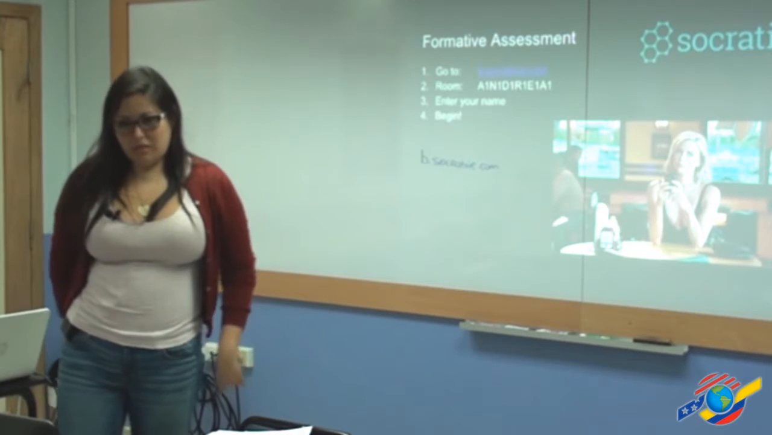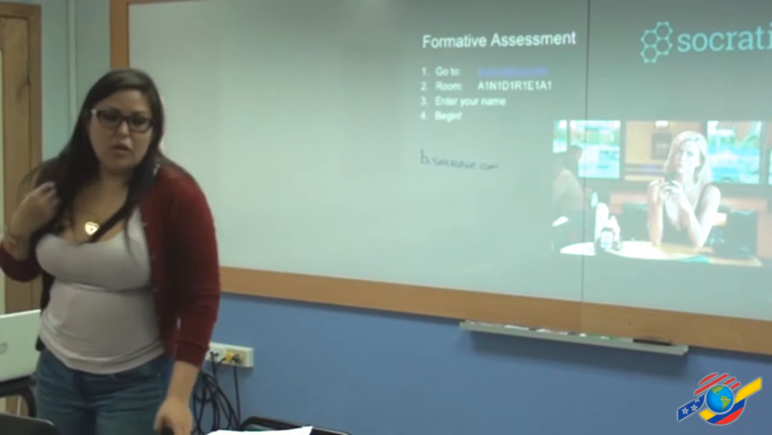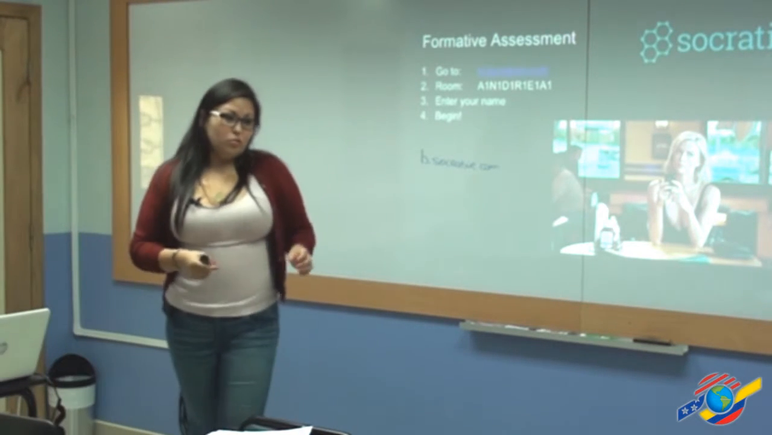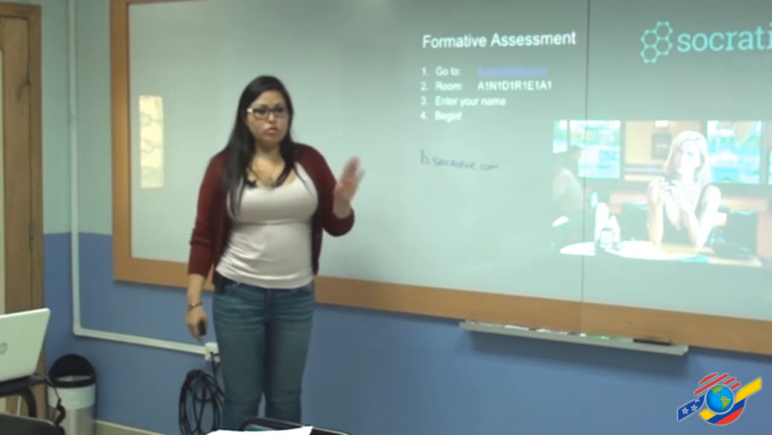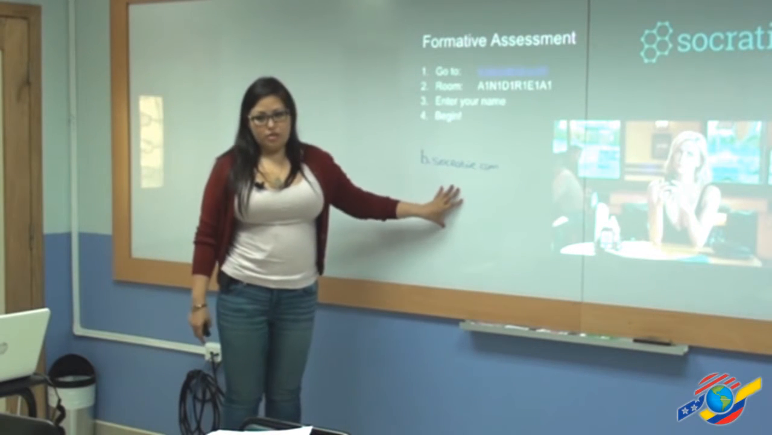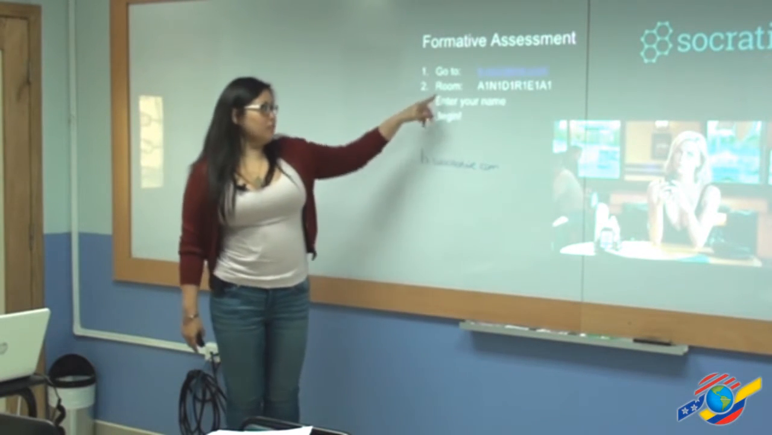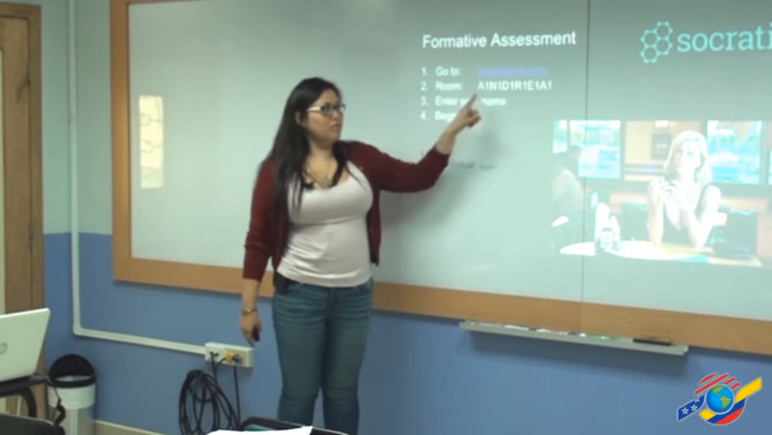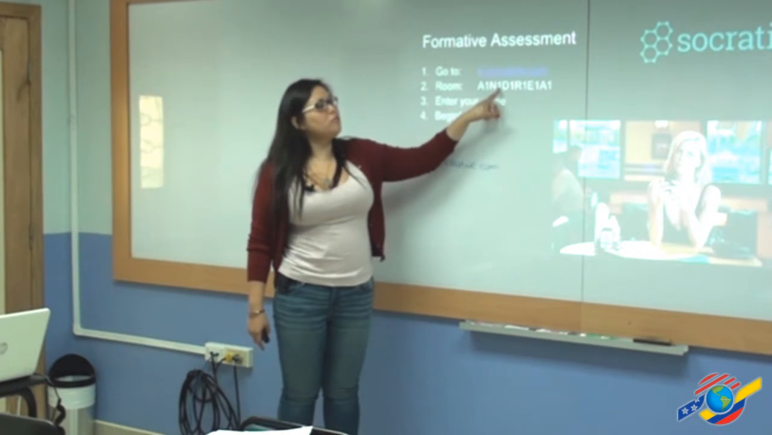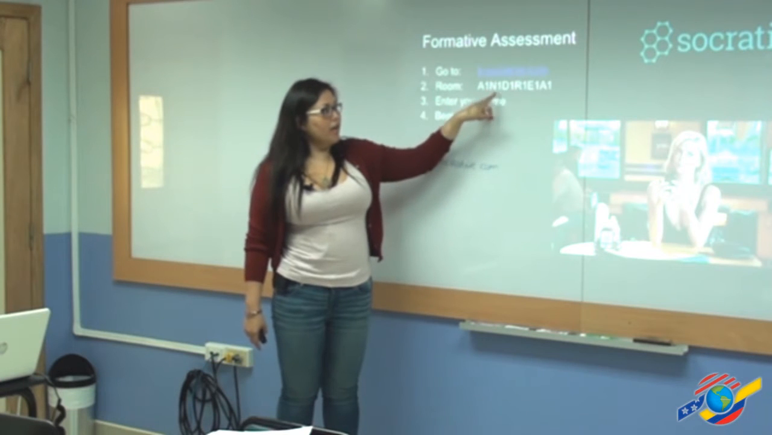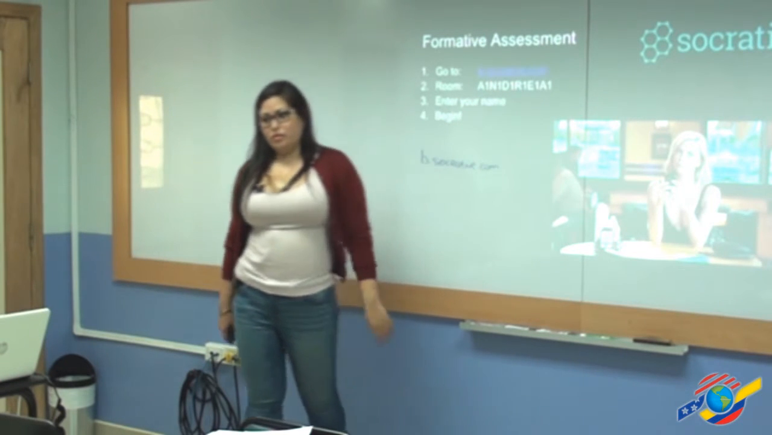So that's the website, b.socrative.com. So I would like you to go to this website and you select that you're a student. This is the student login. And then they ask you for a room. My room is this one. It's my name with ones in between: A1, N1, DR1, R1, yes?